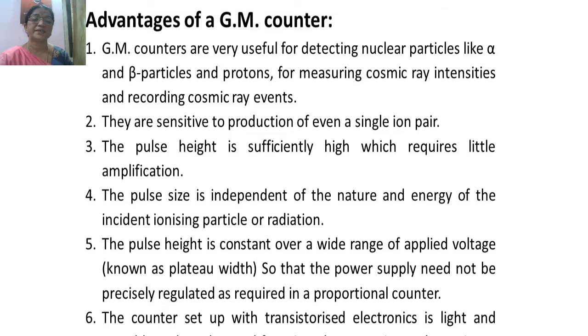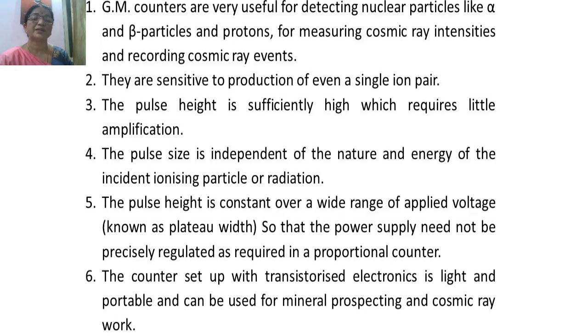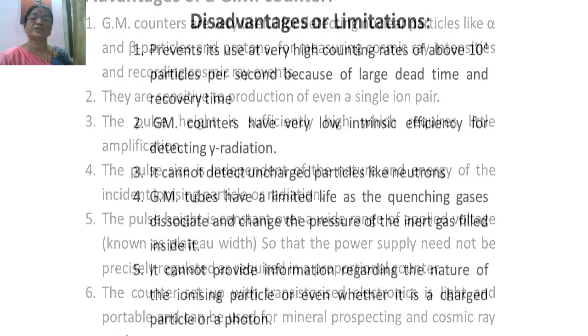The pulse height is constant over a wide range of applied voltage, that is known as the plateau width, so that the power supply need not be precisely regulated as required in the proportional counter. The counter setup with transistorized electronics is light and portable and can be used for mineral prospecting and cosmic ray work. So these are all the advantages of the GM tube.